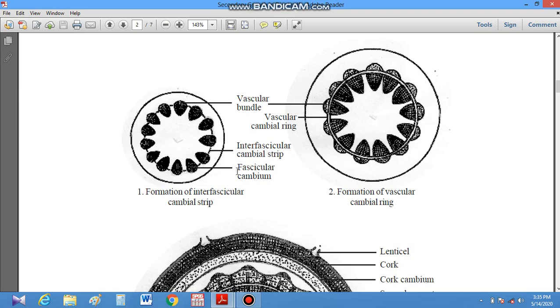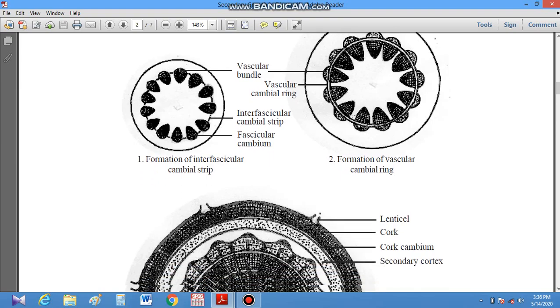When both fascicular cambium and interfascicular cambium combine, they form the complete vascular ring. This is called the vascular cambium ring. It plays an important role. It is located just outside the primary xylem and interior to the primary phloem. So the cells of vascular cambium divide and form secondary xylem toward the inner side and secondary phloem toward the outer side.